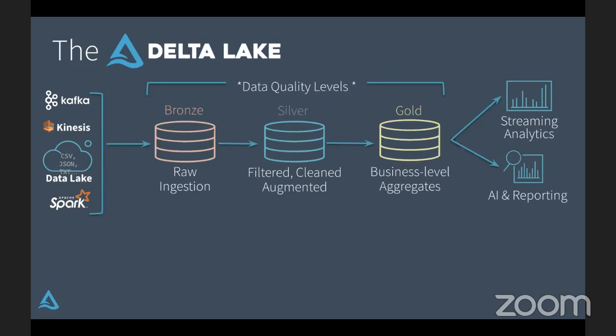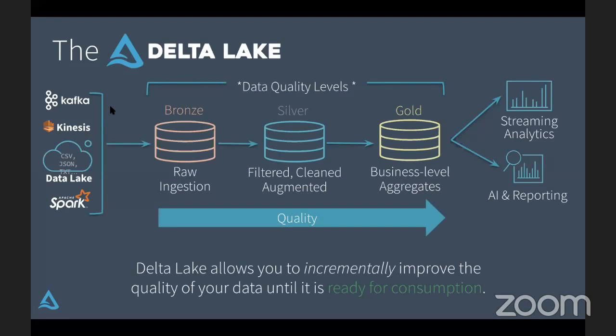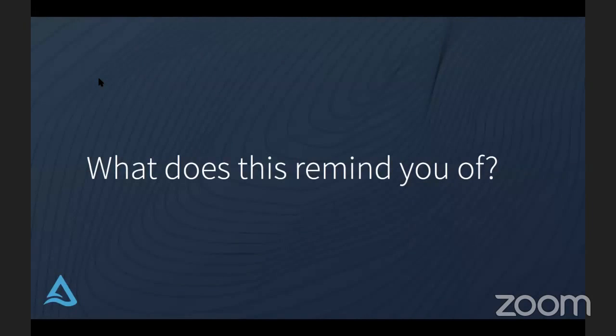Okay, and so irrelevant of whatever the business logic requires, right? The idea is that this gold table is smaller, more compact, has exactly what you need for your streaming analytics or your AI and reporting to go ahead and piggyback off of. Okay, and so this concept of these data quality levels, or the Delta architecture, which is what you see in terms of these data quality levels, right? It allows you to incrementally improve the quality of your data until it is ready for consumption. That's the important call out.